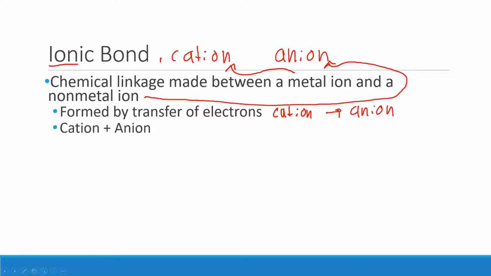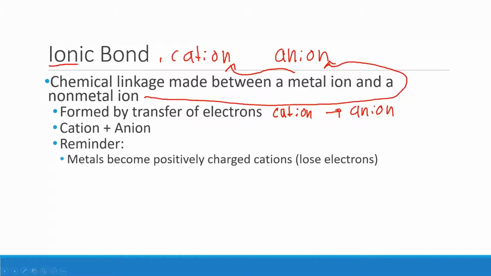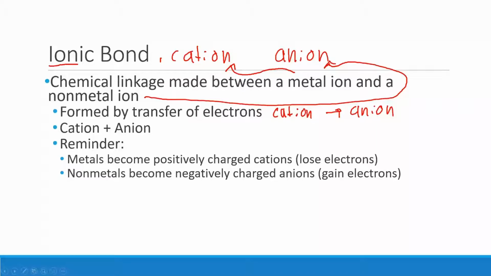And again, for the billionth time, an ionic compound is comprised of a cation and an anion, and metals turn into cations by losing electrons, and nonmetals turn into anions by gaining electrons.